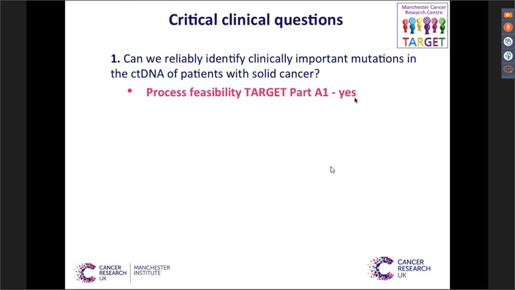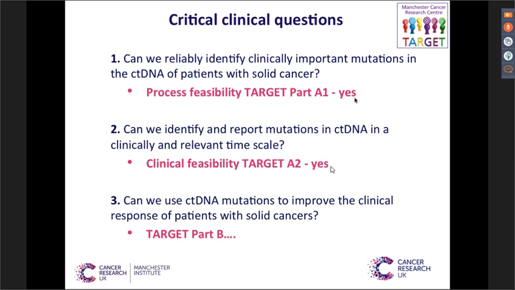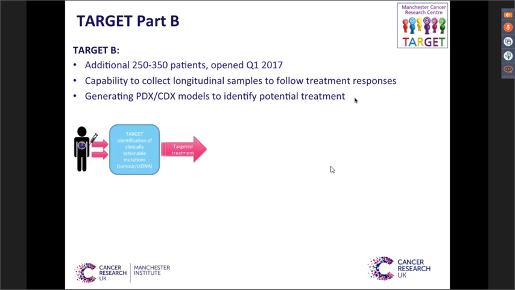So if we go back to our 3 clinical questions, can we reliably identify clinically important mutations? Part A1 proved that we could. Can we report these back to a molecular tumor board for clinical analysis in a relevant timescale? Part A2 showed that we could do this. The last question was, if we do act on these mutations, does it improve clinical outcome? To do that is the aim of the last part of the trial, which is part B. That's shown here in this slide.